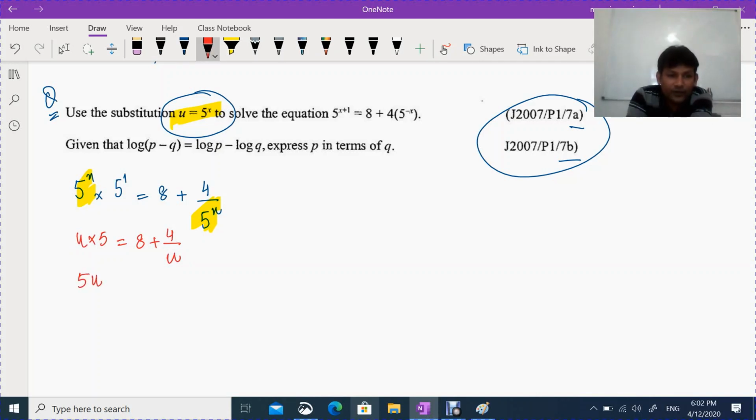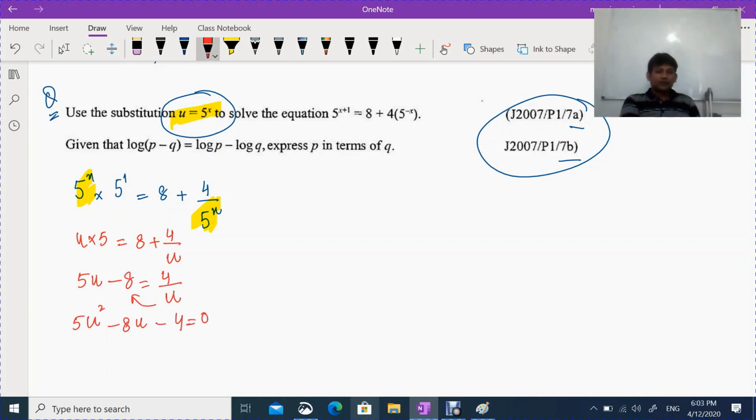5u is equal to 8 plus 4 upon u. Here you can shift minus 8 to the left hand side, which is better because we don't need to take the LCM. This u will multiply with the other terms. This is 5u square minus 8u, and this equals 4. When I shift it to the left hand side, it is minus 4 equal to 0.